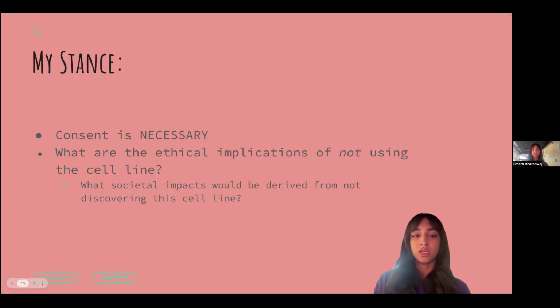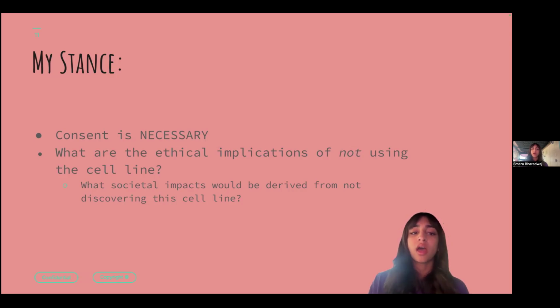Now let's go to my stance. In my personal opinion, I believe that consent is necessary for this, and my personal opinion on the ethics of the WI38 cell line is that if the mother of the fetus was able to give fully informed consent and the privacy implications of agreeing to her fetus's cells being used for the cell line, then I don't see a problem with the WI38 cell line. But the problem is there was no consent given. So that is questioning some of my morals.